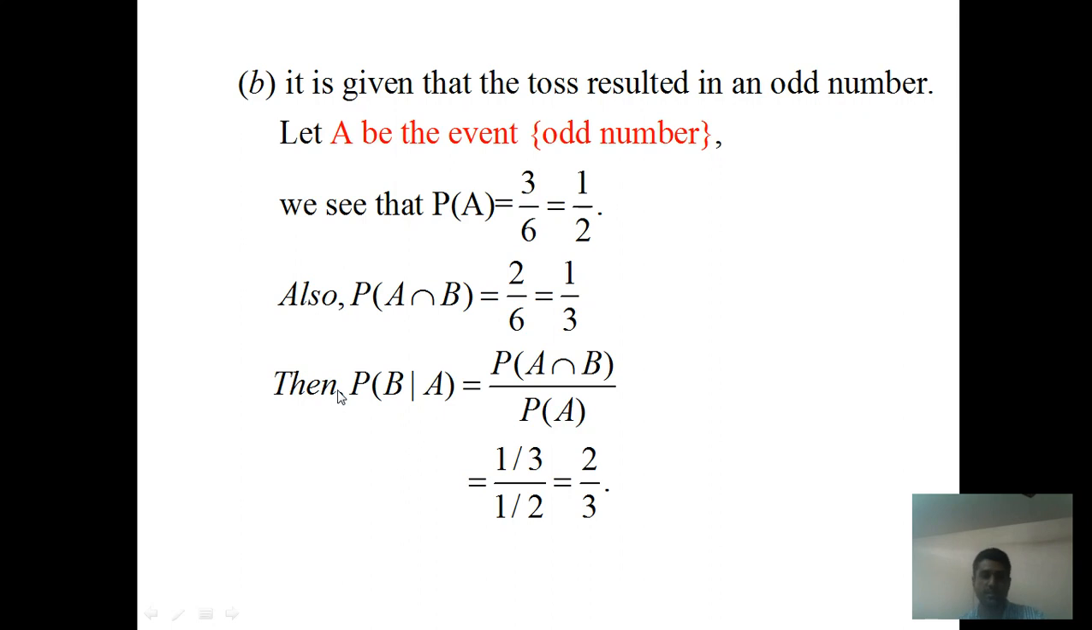We are interested to find the probability of B given A. So by using conditional probability, it is equal to probability of A intersection B upon probability of A. Probability of A intersection B is 1/3. Probability of A is half. So just by plugging in the values, we get the probability of B given A is 2 by 3. This can be represented as the probability of happening of event B when event A has already happened.